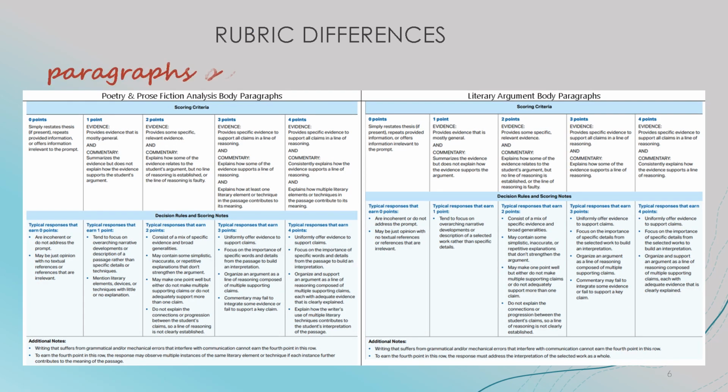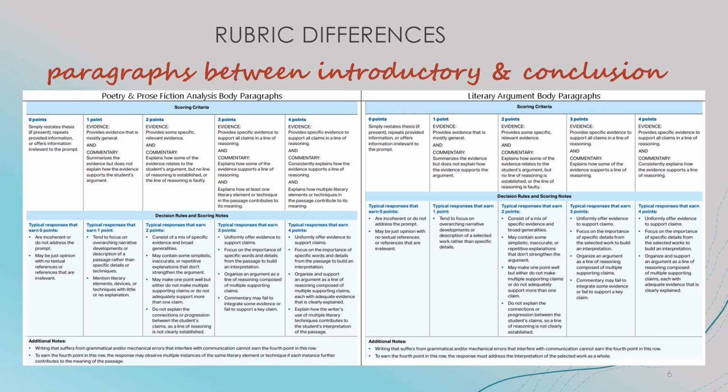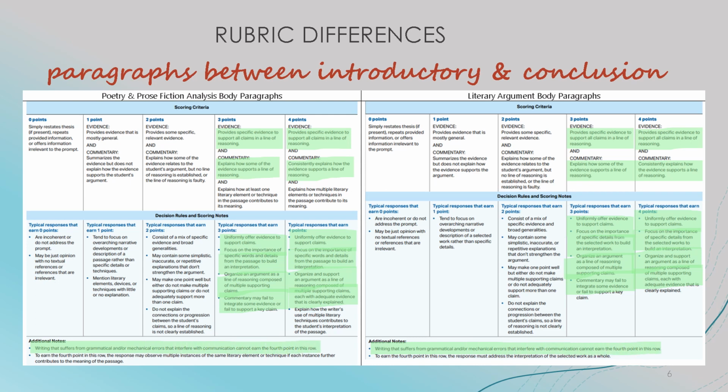Reporting category row B refers to the body paragraphs, or what some people call the supporting paragraphs. These are the paragraphs between your introductory paragraph and conclusion paragraph. In all of your essays, your body paragraphs must give evidence and explain the evidence. In the additional notes at the bottom, there are caveats to the full 4 points. Grammar and mechanical errors are listed on all three essay rubrics. This means that even if you fulfilled the evidence and commentary requirements of 4 points, you can still get a 3 because of grammar and structural issues.